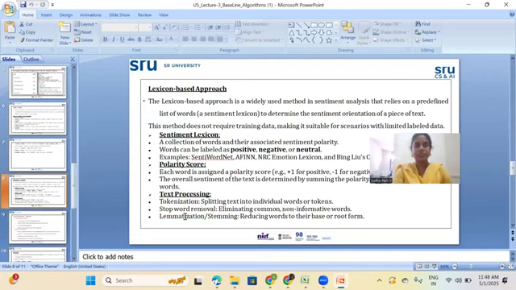Next one, text pre-processing. Tokenization: we can apply tokenization, which is splitting text into individual words or tokens. Tokenization divides every sentence into separate words. We can consider each of them a word, keyword, or token.